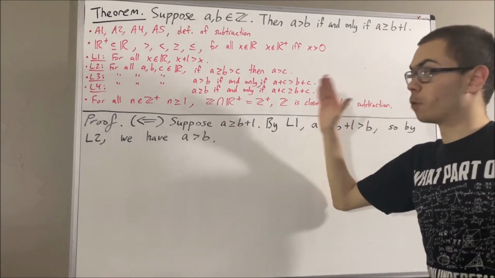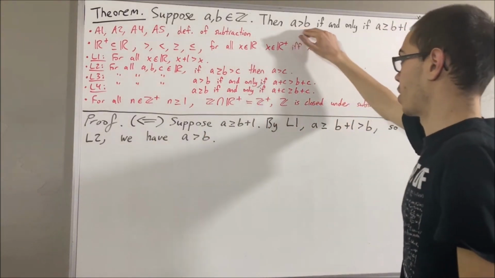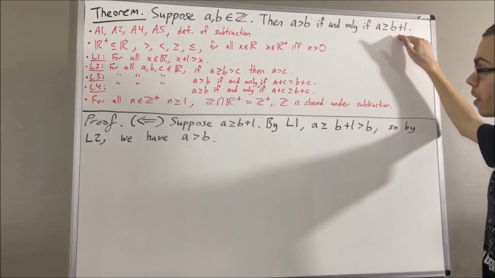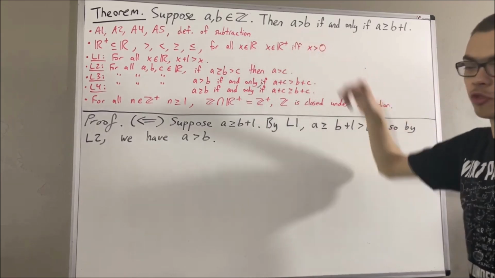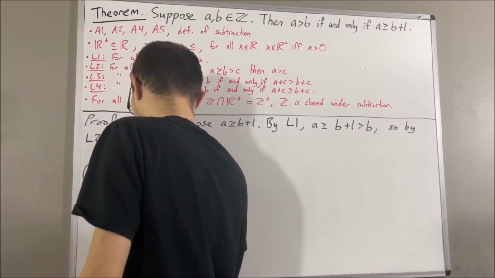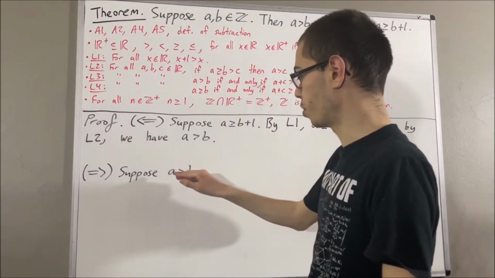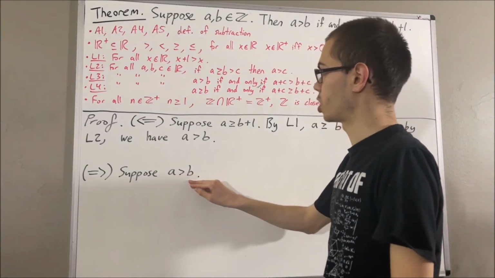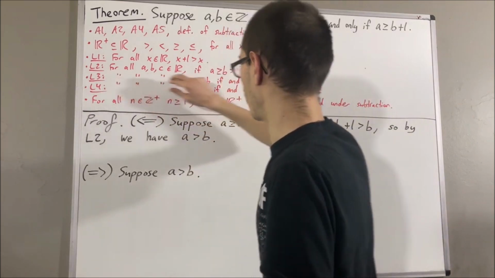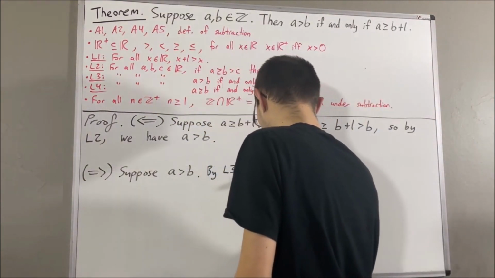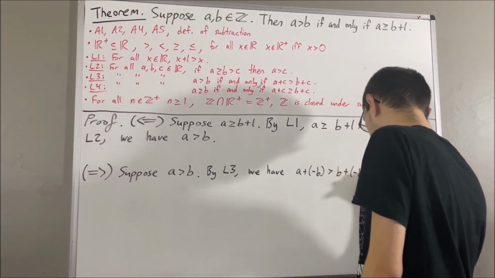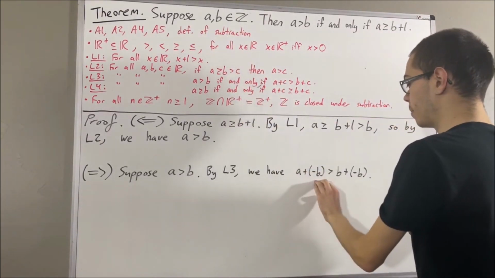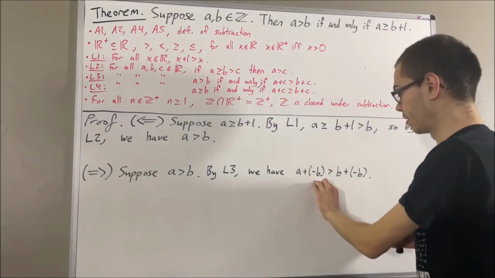Now we're going to prove the forward. So we're going to prove if a is greater than b, then a is greater than or equal to b plus 1. And to prove that, suppose a is greater than b. Now first, we're going to take this inequality and add negative b on both sides. We're justified to do that by L3. And next, by definition of subtraction, a plus the negative b is equal to a minus b.